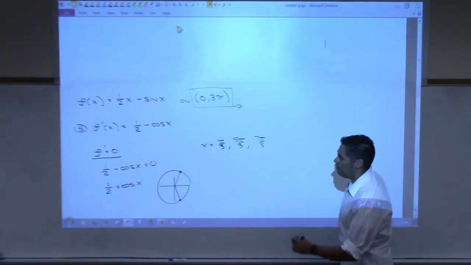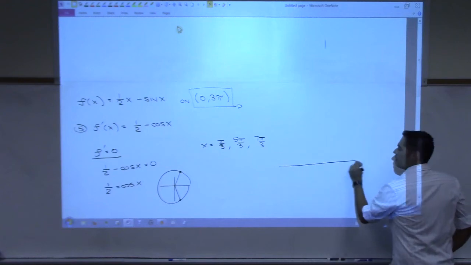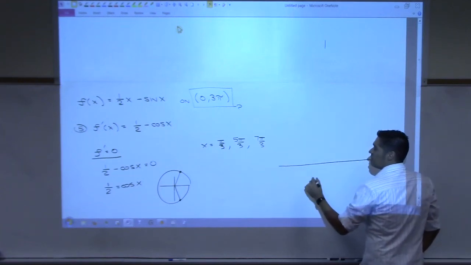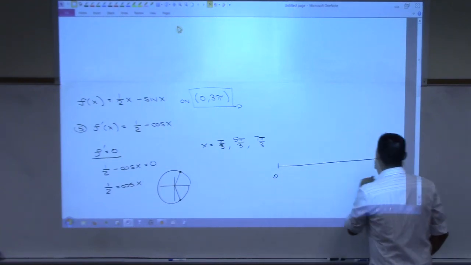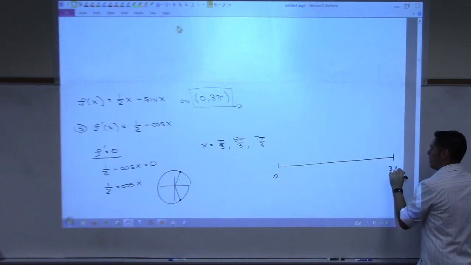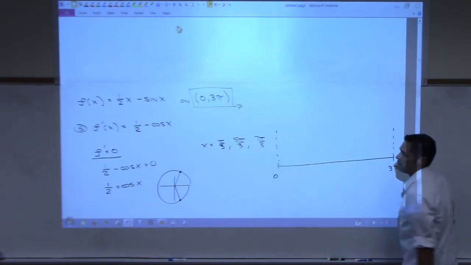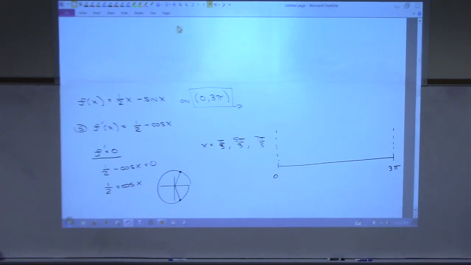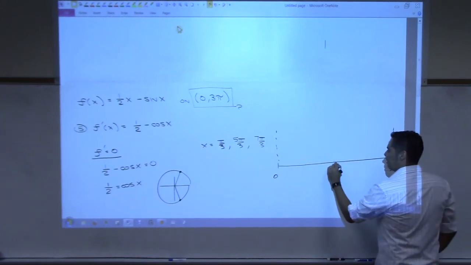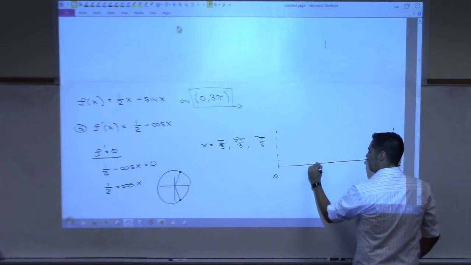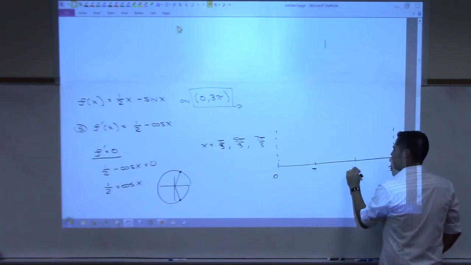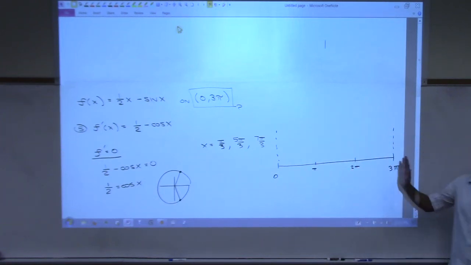I need to put them on a number line. And let me do this. I'm going to go 0 to 3 pi, like this. Because that's where I'm stuck between, right? I'm not allowed to look outside of that. Let me see if I can put these in here nice and clean. Here's pi. Here's 2 pi. Y'all see what I'm doing? Splitting up into 3 equal sections.